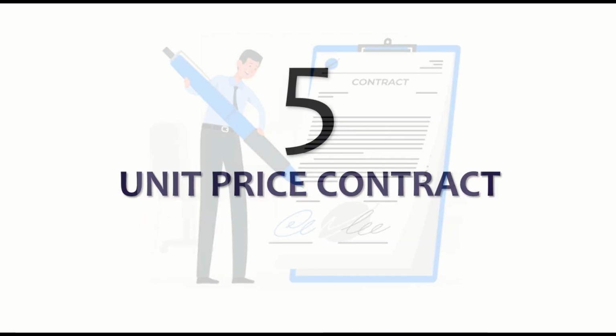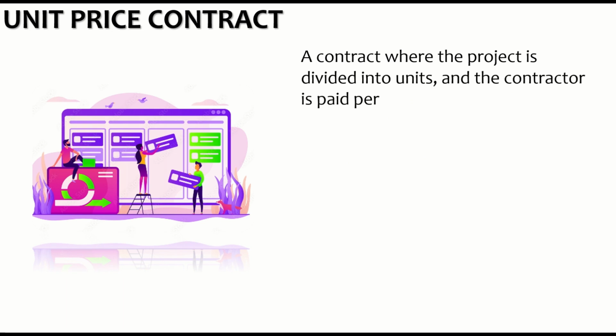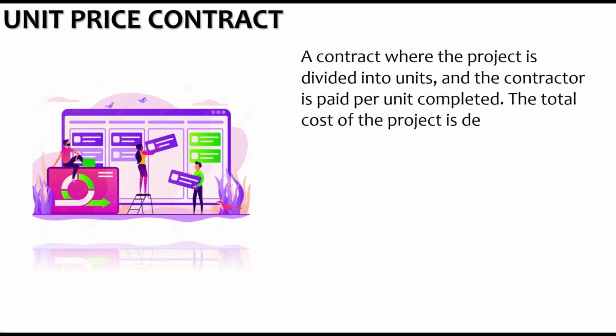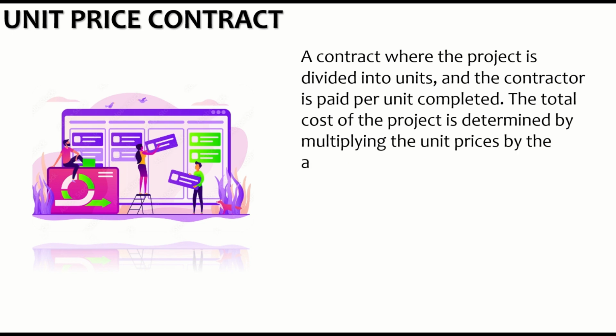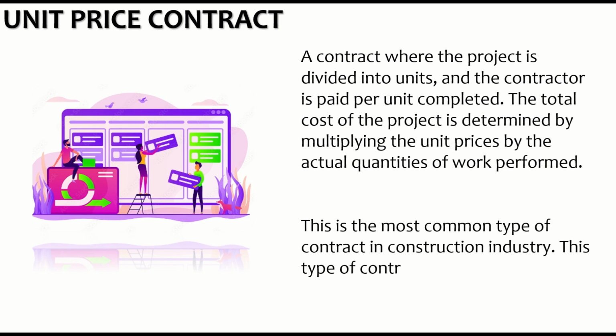Next is the unit price contract. This is a contract where the project is divided into units and the contractor is paid per unit completed. The total cost of the project is therefore determined by multiplying the unit prices by the actual quantities of the work performed. This is the most common type of contract in the construction industry. This type of contract is also known as an item rate contract.